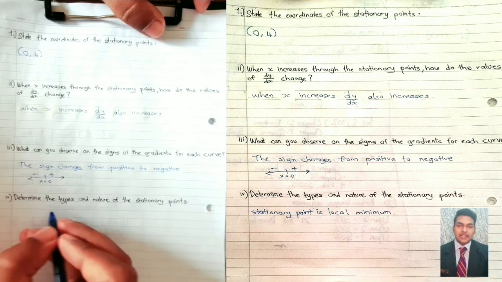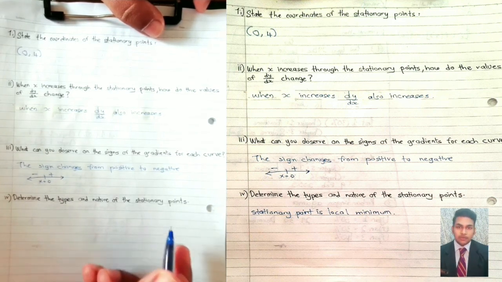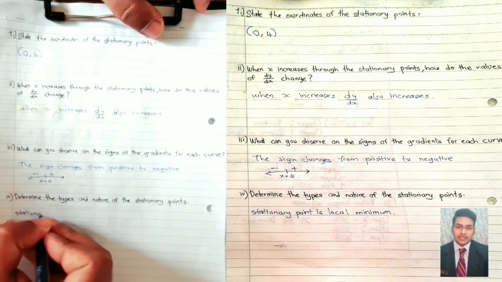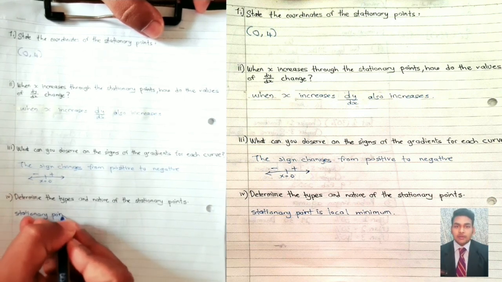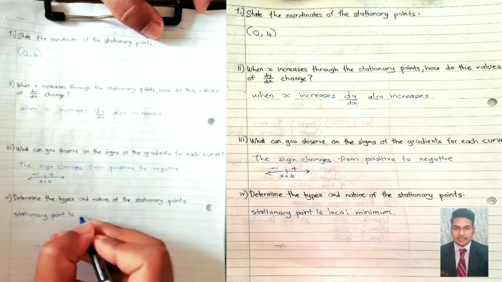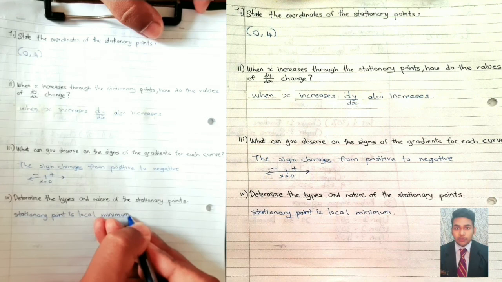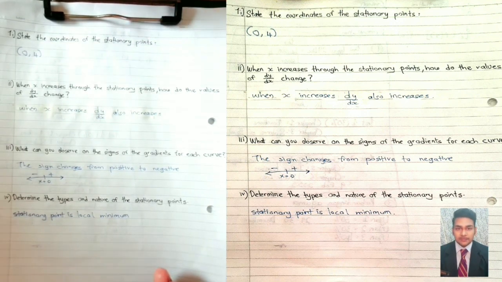Determine the nature of the stationary points. The stationary point is a local minimum, which means the smallest value of the function in the local region.